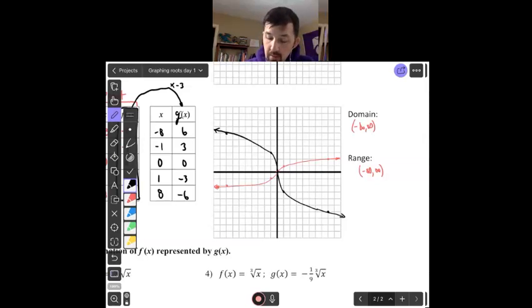But as far as the domain and the range go, we still see that it goes left forever and goes right forever. That didn't change. And we still see that it goes down forever and up forever. That didn't change. So reflection, stretches, shifts, anything like that will not change the domain and the range of cube root. It's always going to be all reals.